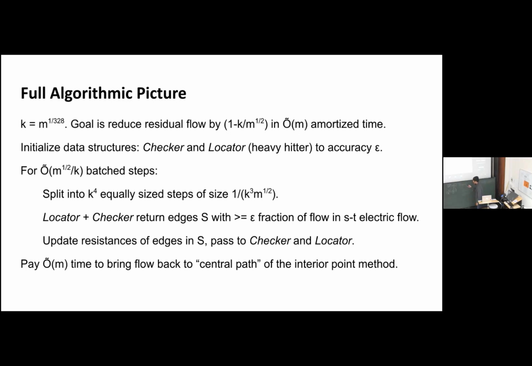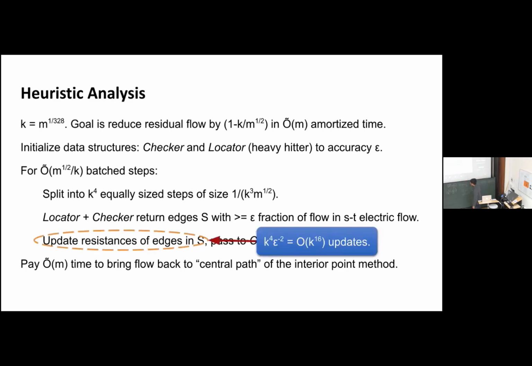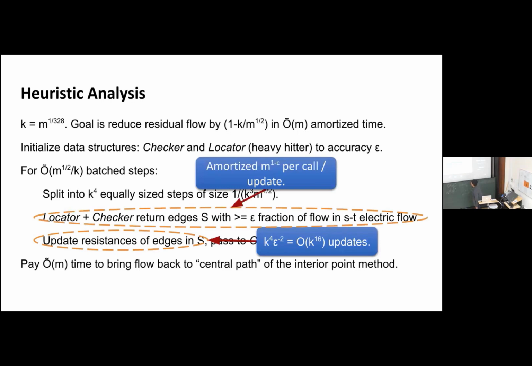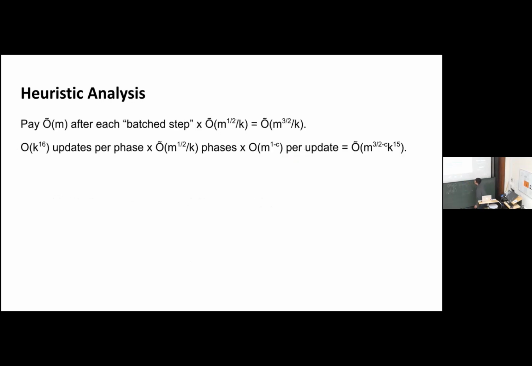To heuristically understand what the runtime is, what you can show is that during this method, the number of edges with large resistance ends up being some polynomial in k per step. So let's say k to the 16. And let's say the amortized cost per call of any of these things is m to the 1 minus c, based on the data structures we built earlier.